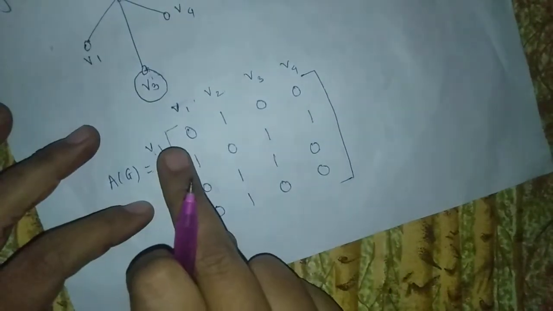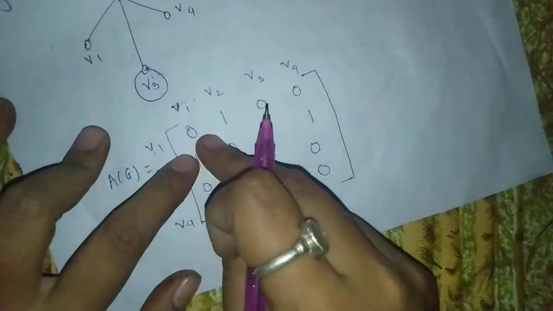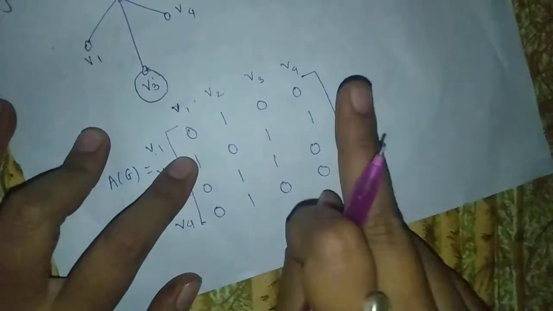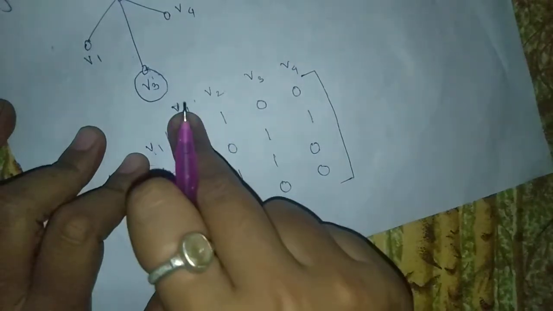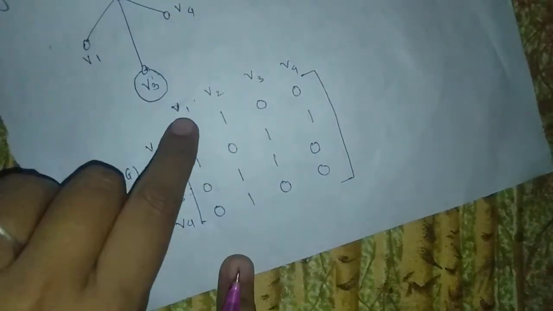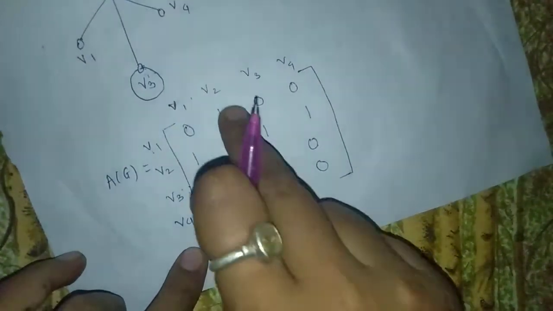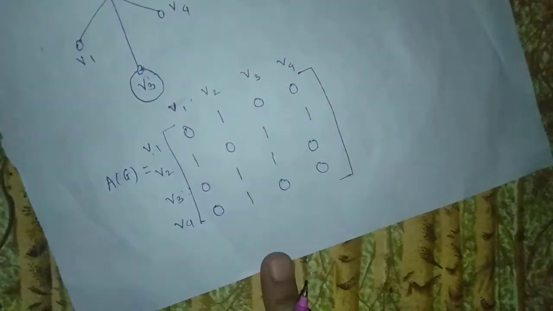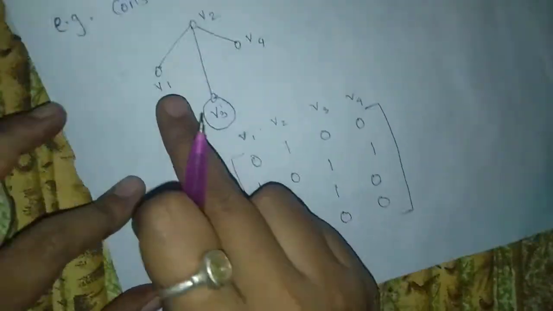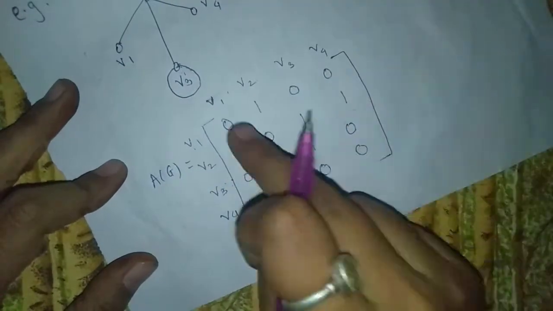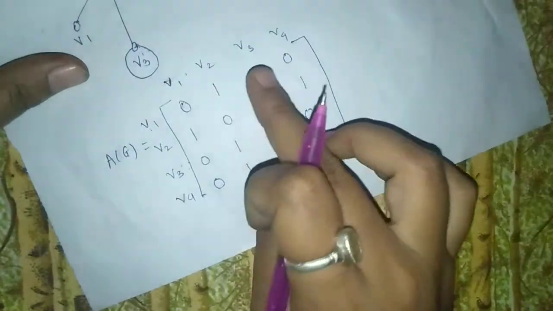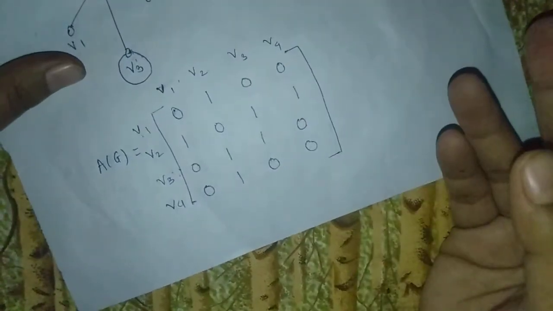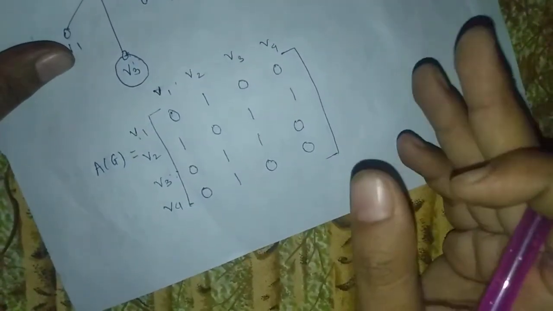Also you can see that if we add the first row elements, we get the degree of V1. Also if we add column wise entries, we get the degree of V1. If we add these entries, you get the degree of V2. Degree of V1 is 1, here 1, here 1. So on addition of elements row wise or column wise, we get the degree of that corresponding vertex.